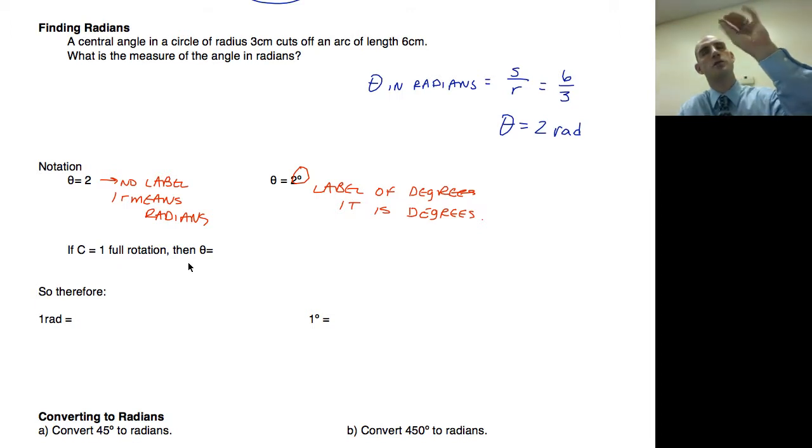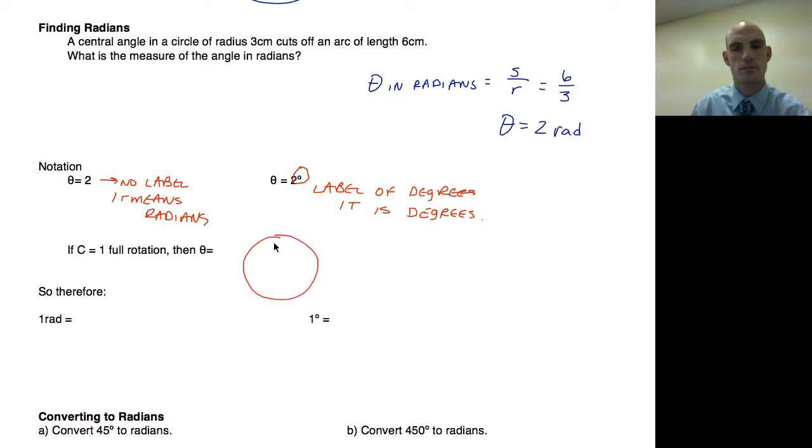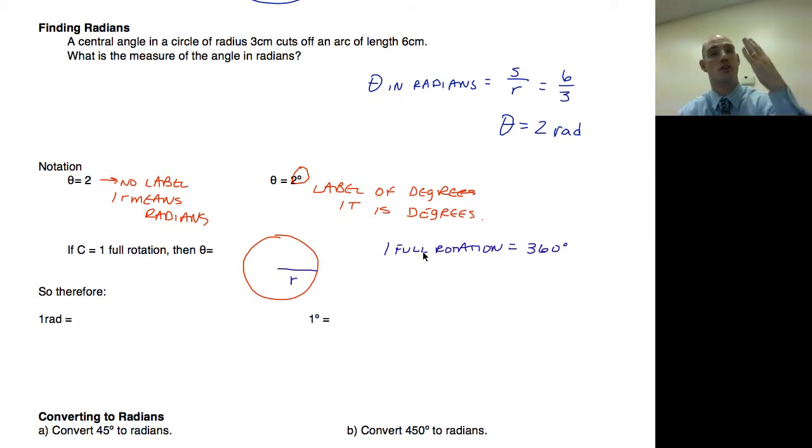So let's talk about the situation where, let's say, we have a central angle that goes all the way around. Let's look at this from the standpoint of a circle. If I have this circle here, and I say that it has a radius of r, whatever r happens to be. Let's think for a second. If that angle goes all the way around, well, we know that one full rotation equals 360 degrees. We know that from working in the coordinate plane.